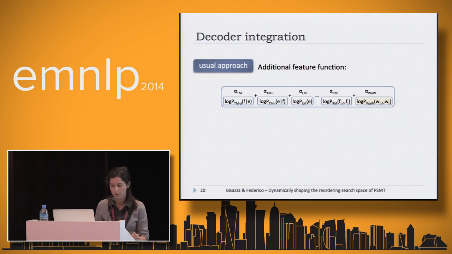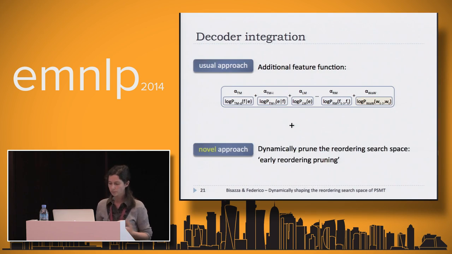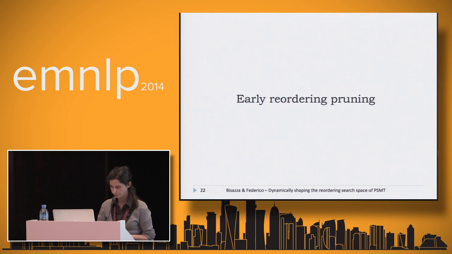Okay, now the interesting part: how are we going to use this model in search once we have trained it? The usual approach is to add it as an additional feature function, and that we can do, and we actually experiment with that. But we also introduce a novel way to integrate this model into search, and that's what we call early reordering pruning. The effect of early reordering pruning is precisely to dynamically prune the space of reorderings that we explore during search. So how does this work more in practice?